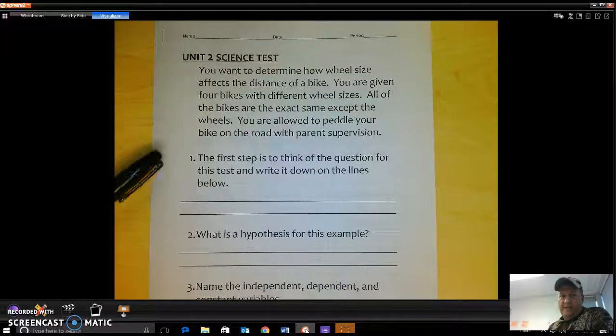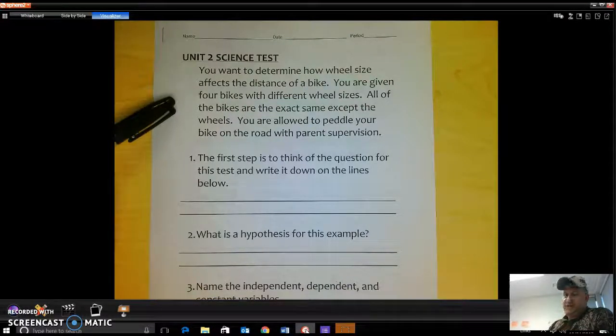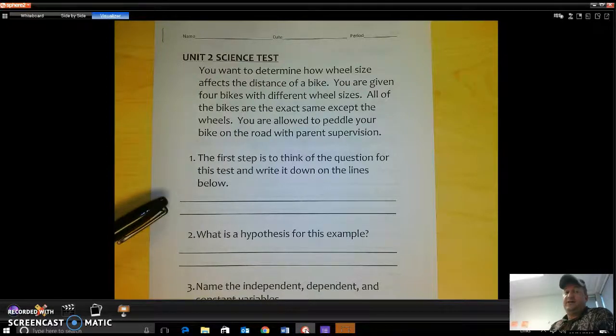Number 1. The first step is to think of the question for this test and write it down on the lines below. So as you know, the scientific method states that the first step is to make observations and to write a question. Now what I want you to do is think of this situation here where you have a bike, or a group of bikes, 4 bikes, and think about what question we are trying to answer? And that's what I want you to write down here on the line, just like we did in class.